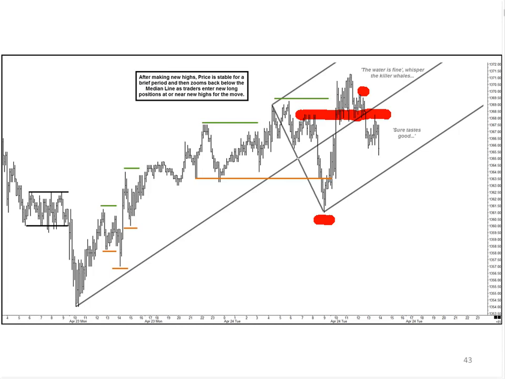Everybody's long. It's scuffling. They pushed it off the cliff, as Lucy said and Shane said. Sure tastes good as the whales eat the guppies up. So let me leave it there. All right, let's see.